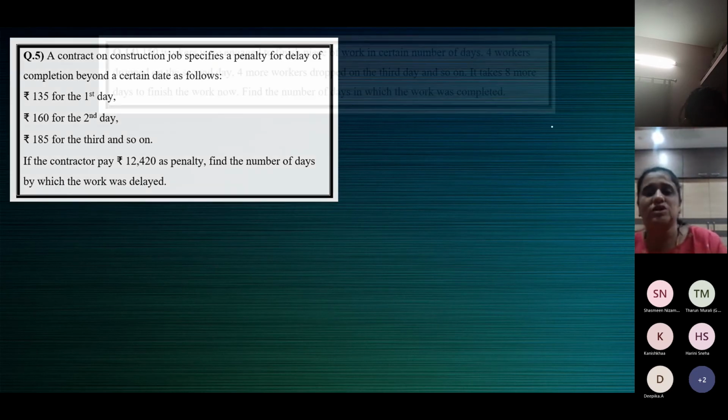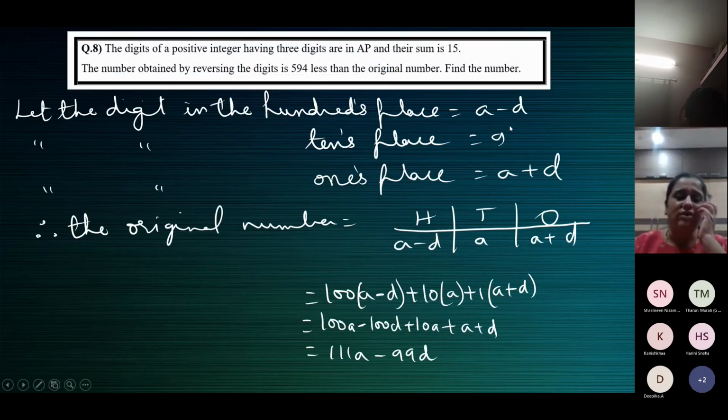Then which number is greater? You should understand that first. Take a screenshot, children. The question is there, take a screenshot.